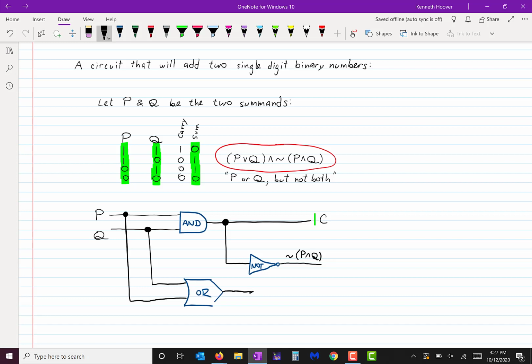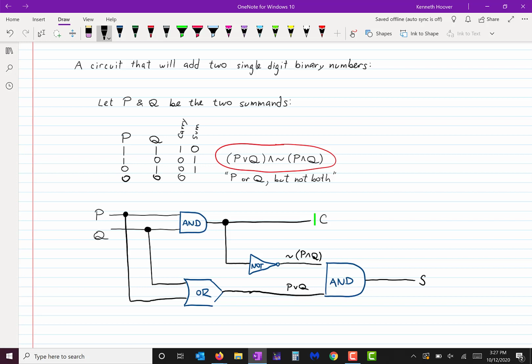And what's coming out of this OR gate here is P or Q. And if I put those two through an AND gate, then what comes out of there will be P or Q and not P and Q. That's exactly the number we're looking for in this column. So there you go.